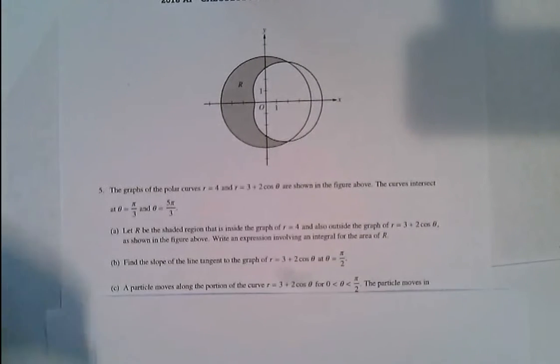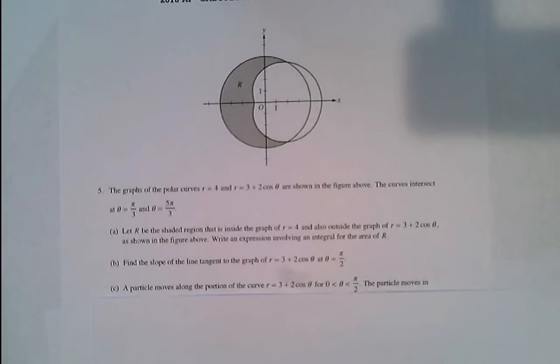All right, here we go. This is question number 5 from the 2018 BC exam. This is the question you would have worked on if you took the exam in May 2018. Because this is question 5, that means that you do not get to use your calculator.